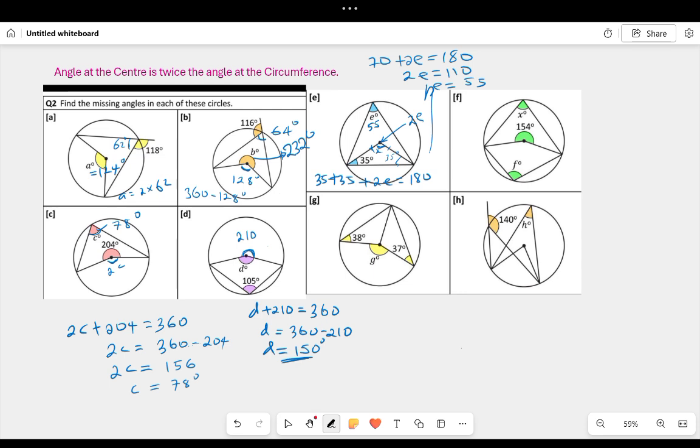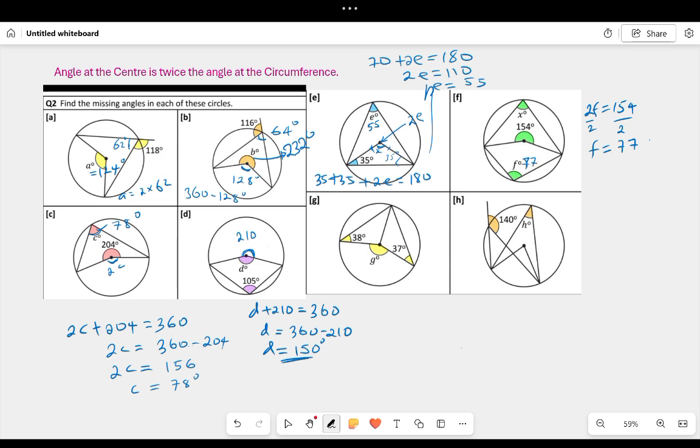154, it just lies above the 2 radius, 154, sorry, and therefore it should be equal to 2F. So we say 2F is equal to 154, simply by saying that the angle at the center is twice the angle at the circumference. So dividing by 2 on both sides, F is going to be equal to 77 degrees. So F is 77.